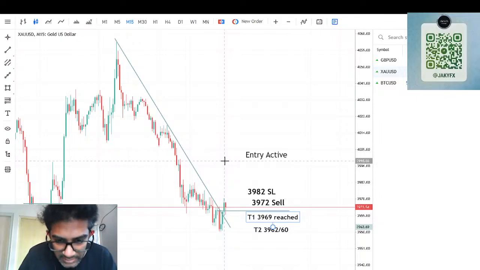So we have reached our first target of 3969 two times. I hope everyone's booked their profits and those who have booked can exit.